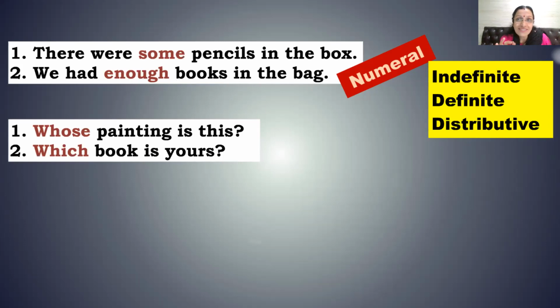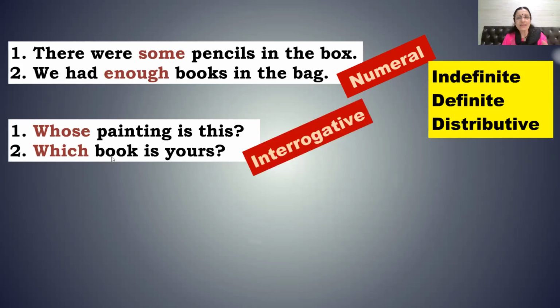Have you understood this? It becomes an interrogative pronoun because there is no noun following it. When you say, "Whose is this painting? Which is your book?" it becomes an interrogative pronoun because the noun book is not following it. Okay. So for whatever we are doing, there has to be a noun after it for it to qualify as an adjective. So this is an interrogative adjective.